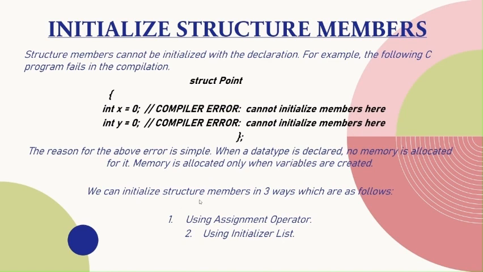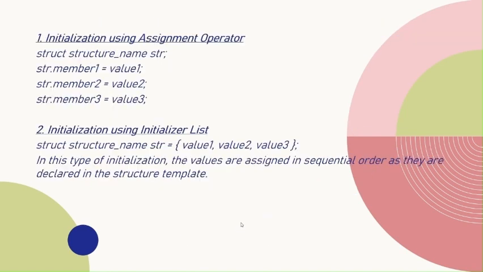We can initialize the structure in the following ways: using the assignment operator and using the initializer list. In initialization using the assignment operator, the struct keyword is followed by the structure name and the variable name. The variable name and the member name are separated with the dot operator. Here we are trying to access the member name and store value1 in it. Similarly for the rest of the members.